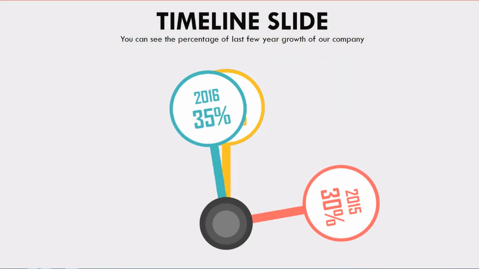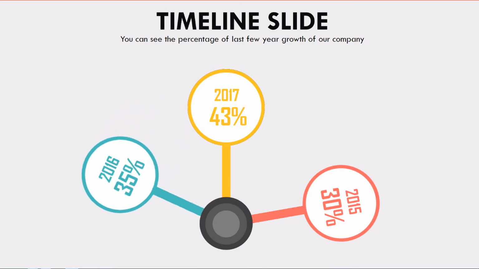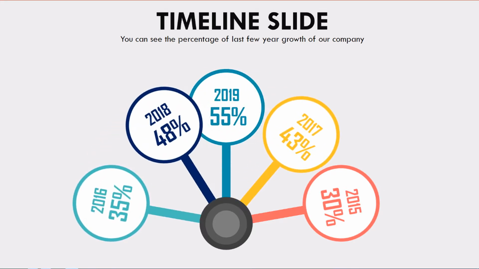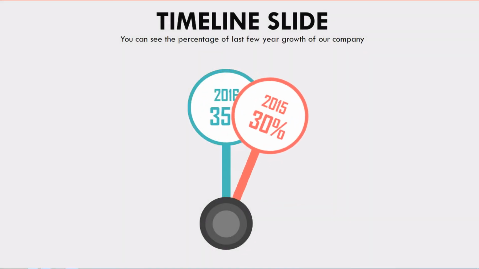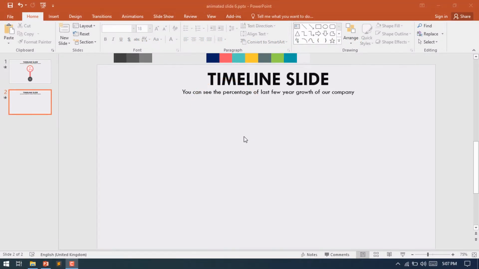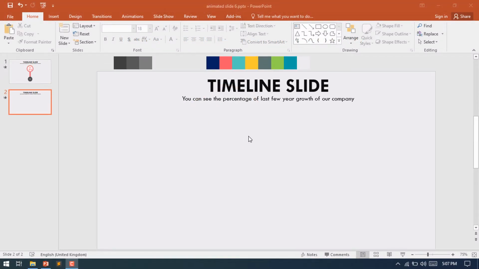In this tutorial, we will see a timeline slide made only in PowerPoint Designer 16. This animated timeline slide will show the percentage of viewer growth for your company. I have given the color layout for this presentation slide.